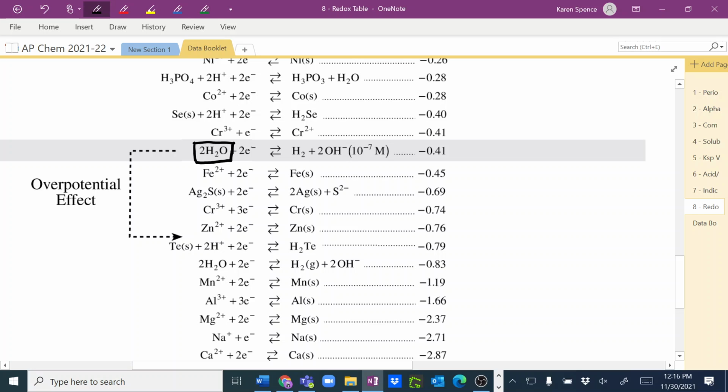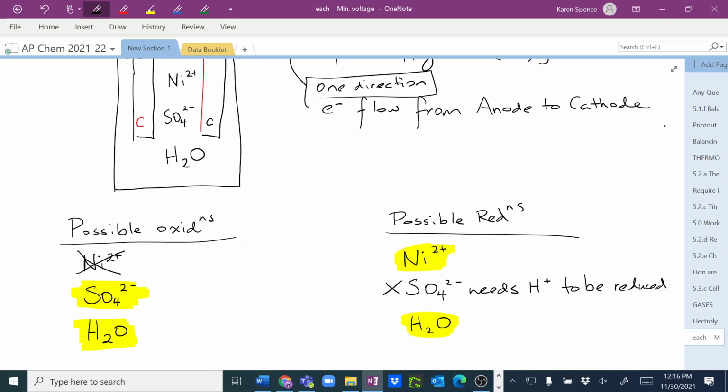Do we have a base? Let's go back. Take a look. No, we got sulfate. Sulfate is minorly basic, but not very. It's a very, very weak base, so I wouldn't even worry about it. Is there any hydroxide here? No. So then you don't worry about that one.